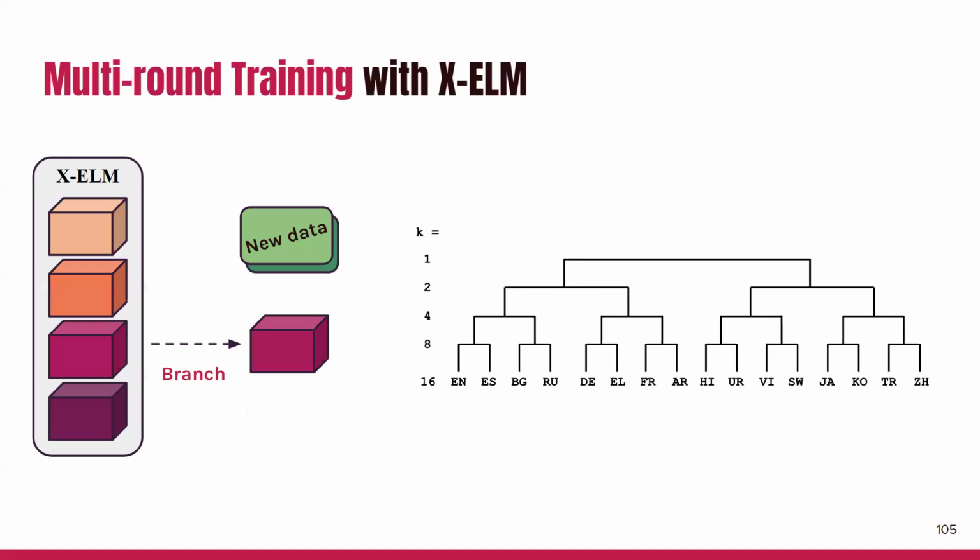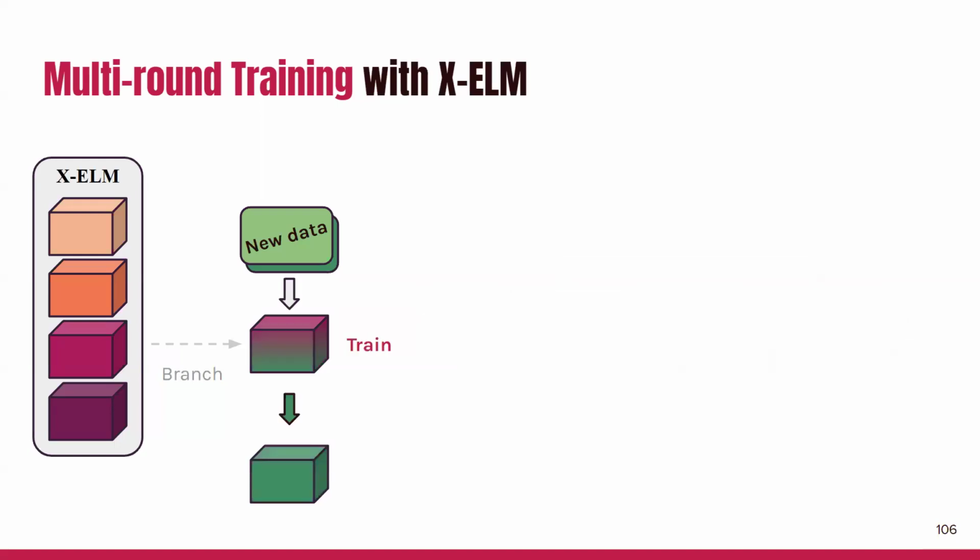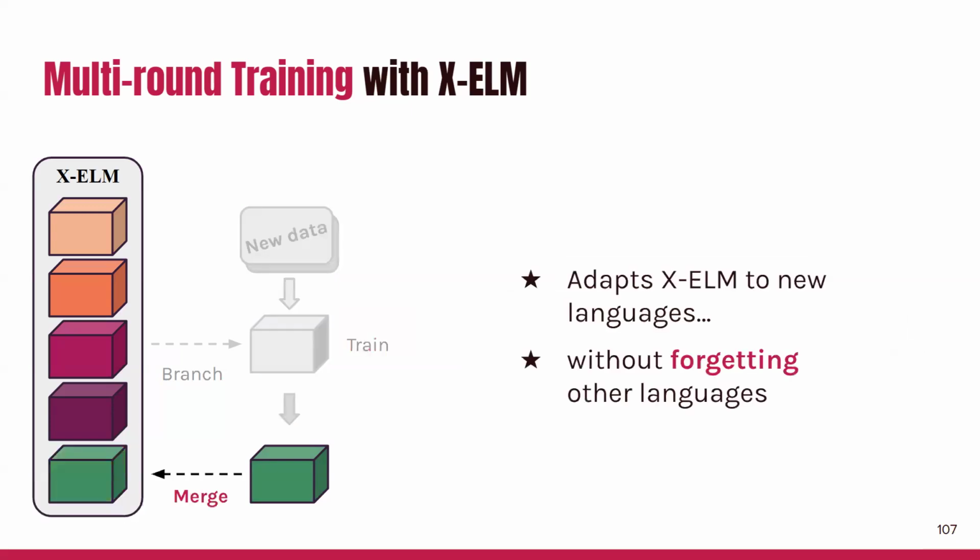Okay, so finally, we also look at how we can perform language adaptation in the X-ELM setting. So multi-round training, or doing another round of branch train merge, actually works really well for specializing the model to new languages. So let's say we have some new data that we want to adapt to. We can then branch and initialize a new expert, but this time we initialize from one of the experts we already trained rather than the seed language model. We then continue training our new expert on the data we want to adapt to, and once it's specialized, merge that expert back into the X-ELM set.